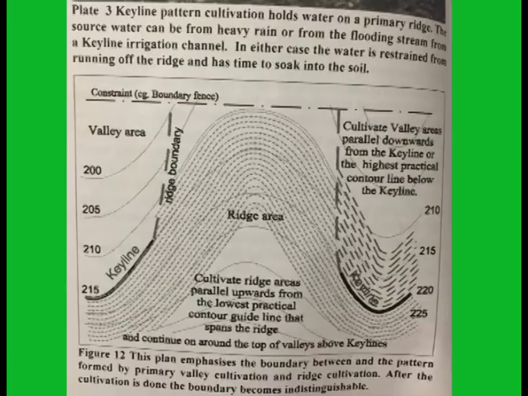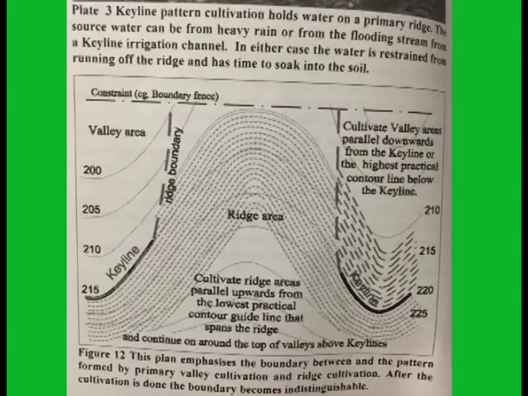Now in the simplest form, we have our key point and our key line. You got that? The primary valley has a key point. The key line is that contour line from the key point. Anybody confused about that yet? Good. Everybody's asleep. In the simplest form, the key line pattern cultivation works this way.